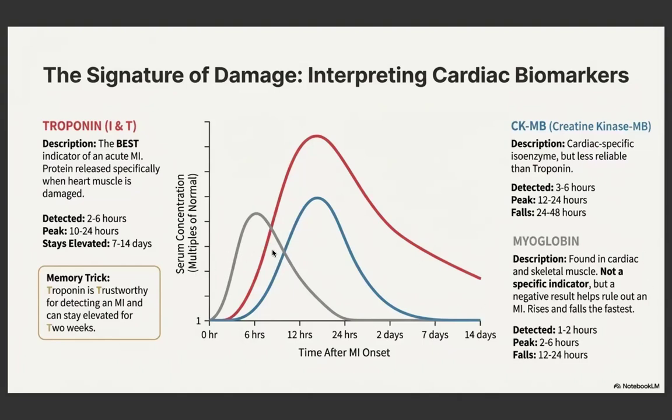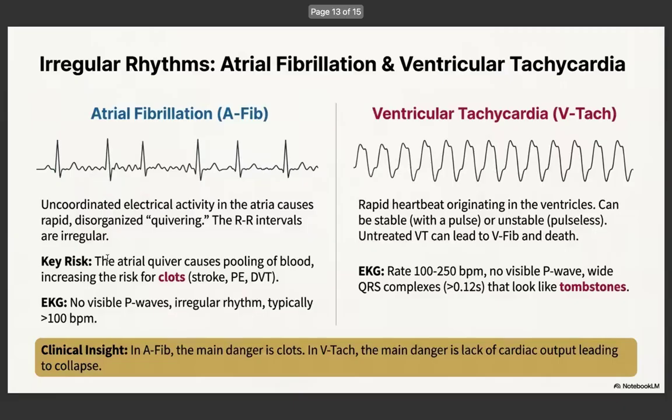Myoglobin, it's not a specific indicator, but since it does rise the fastest, if we test it and it's negative, there's probably a good chance that they're not having an MI. So don't forget that troponin is trustworthy and it stays for 2 weeks. If you can remember that mnemonic, then you're good to go. CK-MB rises and falls faster, and myoglobin is minute by minute. Remember, it really increases very, very quickly and then falls very quickly, and it's going to be kind of the first indicator for an MI.